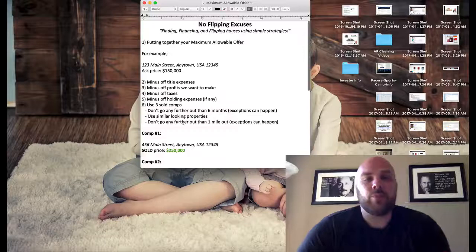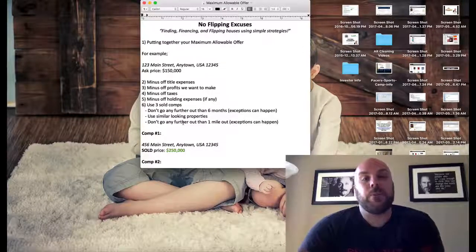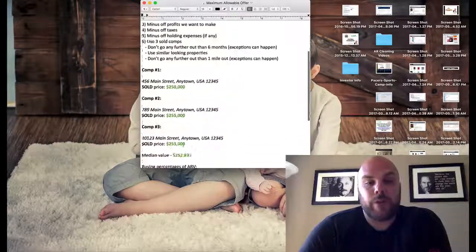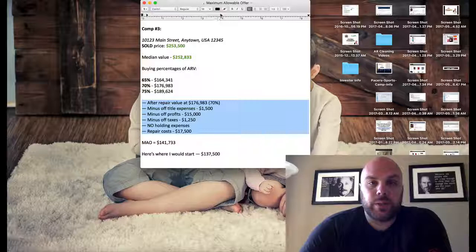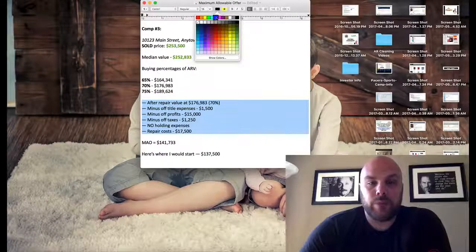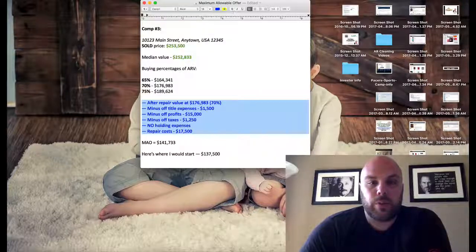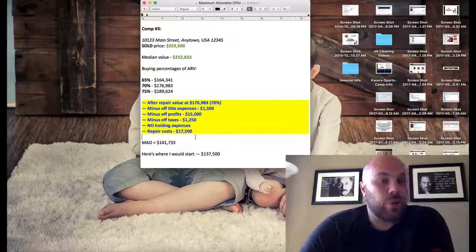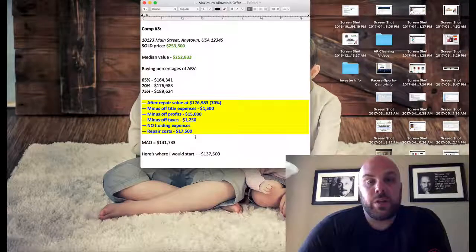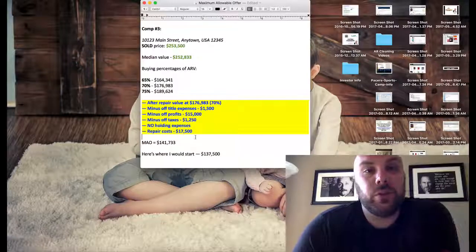So that is what I do for coming up with a maximum allowable offer. You need to make sure that you account for all of this right here. Okay, and what I'll do, just to place a little bit of emphasis on this, I'll put it in yellow highlighter, boom, and we'll bold it. So this is really important right here, is to do all of this. So if you need to rinse, repeat, watch this video a couple different times, by all means, do it.